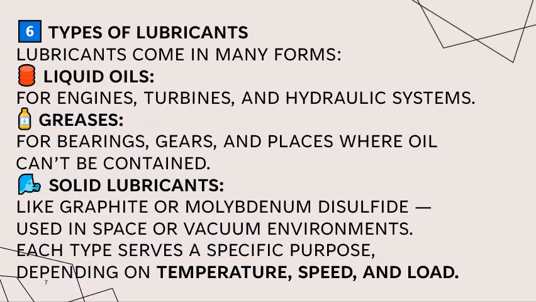Types of lubricants. Lubricants come in many forms. We have liquid oils for engines, turbines, and hydraulic systems. We have greases for bearings, gears, and places where oil can't be contained. We have solid lubricants like graphite or molybdenum disulfide used in space or vacuum environments. Each type serves a specific purpose depending on temperature, speed, and load.